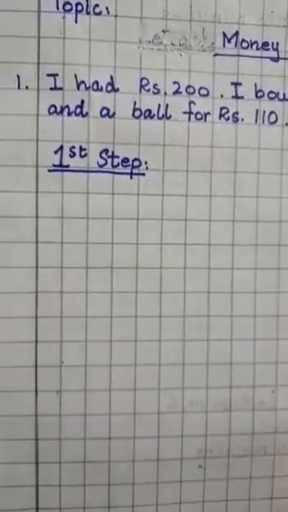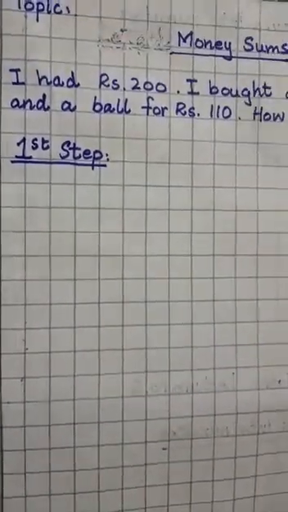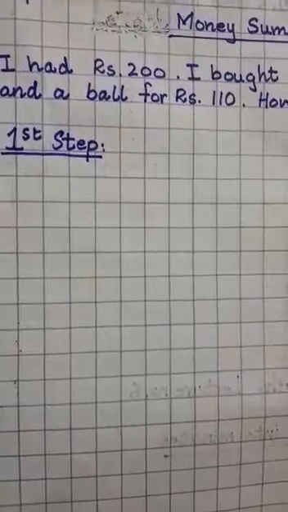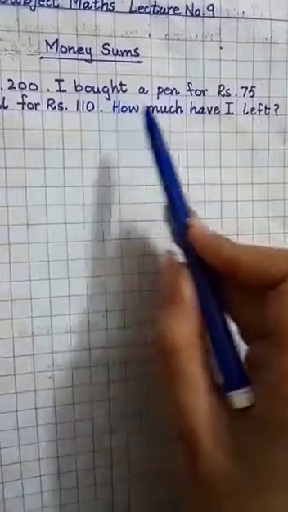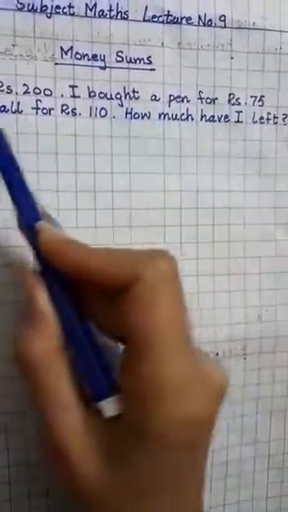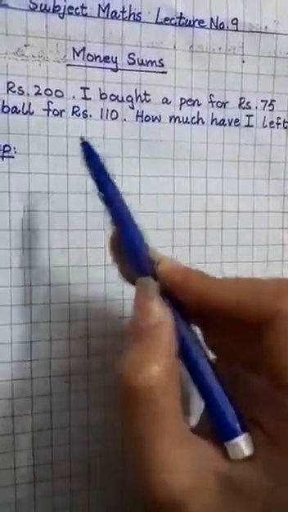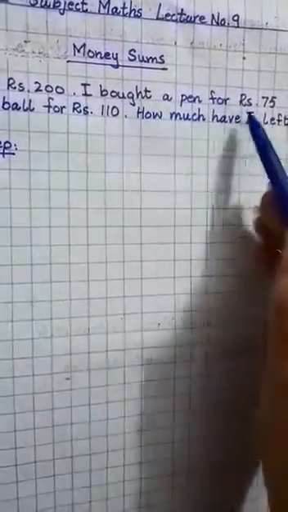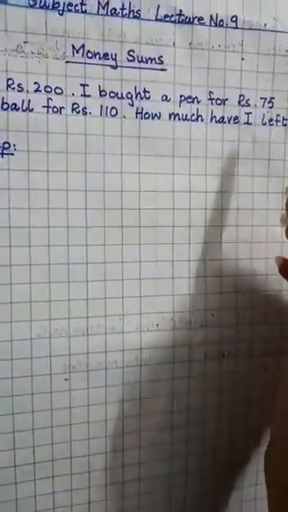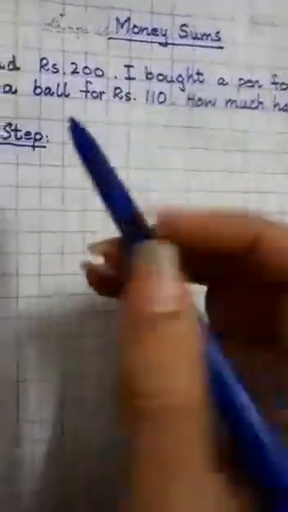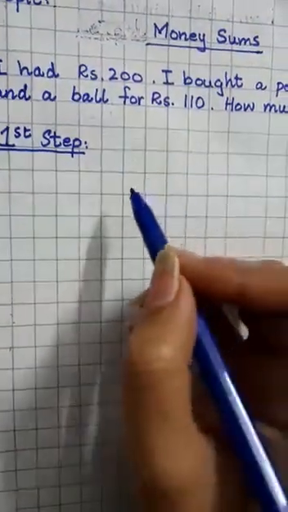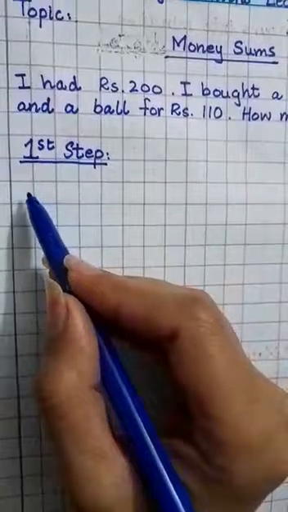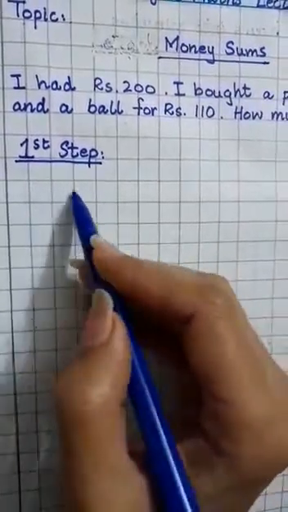Give heading first step like this, underline it. Now what we will do, first we add both the numbers, because I bought a pen for rupees 75 and a ball for 110 rupees. So we will add both these two numbers, then it will be easy to minus that number from 200. So our first step, give heading first step, underline it, and then leave two blocks.